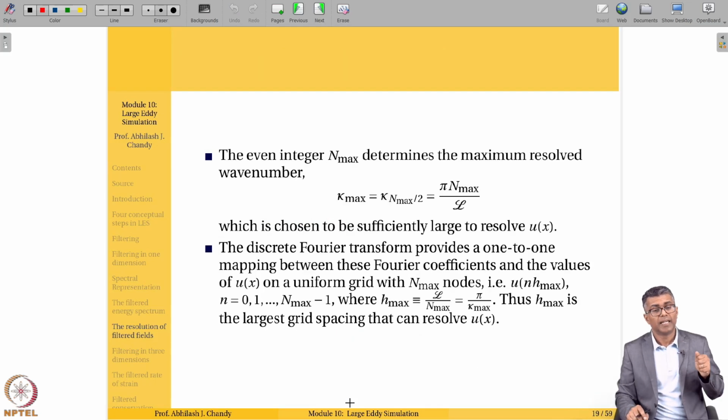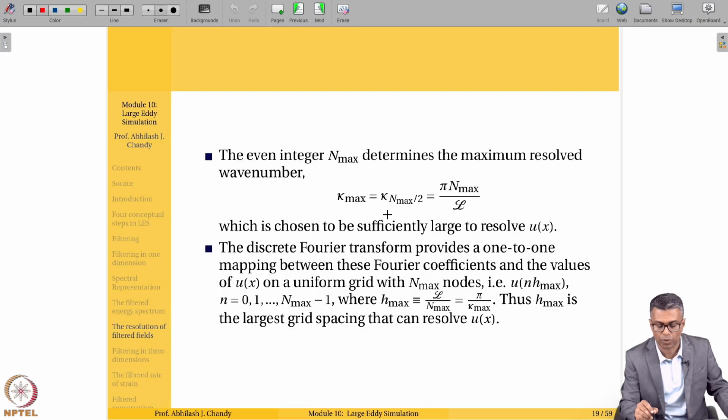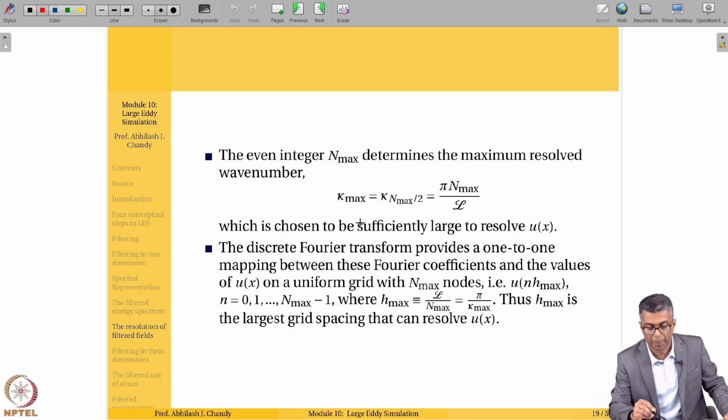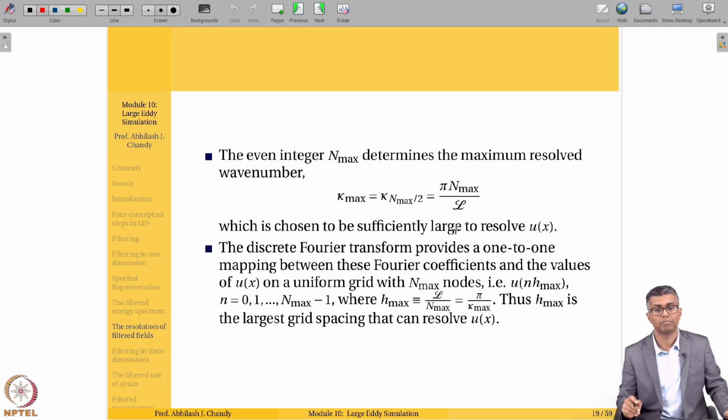Now, this even integer Nmax, as I was saying earlier, determines the maximum resolved wave number. If you are resolving the smallest length scale, it is going to represent the maximum resolved wave number. So kappa max is equal to kappa corresponding to Nmax over 2, isn't it? Because it is half and half, remember? So kappa max is pi Nmax over L, which is sufficiently large to resolve u of x. What does that mean? Resolving the Kolmogorov scale.